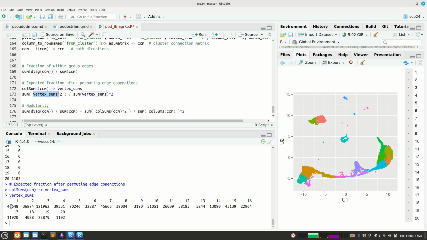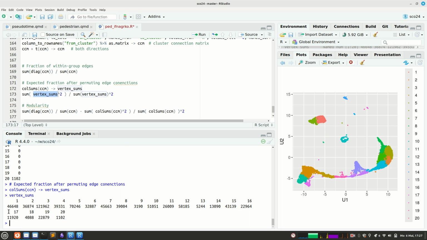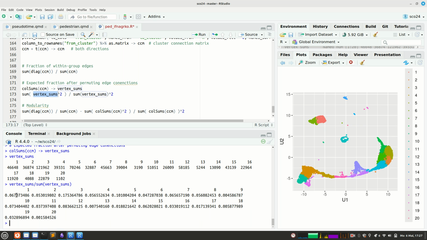What is the probability that an edge goes from vertex 1 to vertex 1? The probability that it goes from vertex 1 to vertex 1 is of course this number multiplied by itself. If I take this and divide it by the total sum, then I see here, if I choose a random edge, this is the probability that the random edge I've chosen has started in cluster 6, and this is the probability that it has started in cluster 2 and in cluster 3.